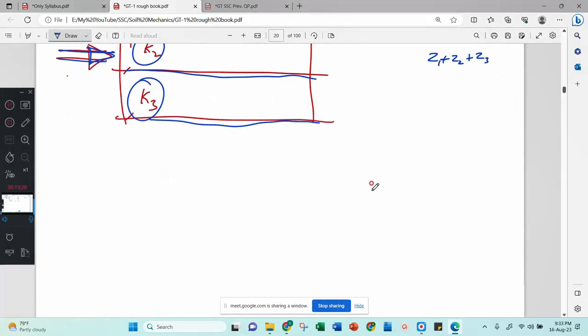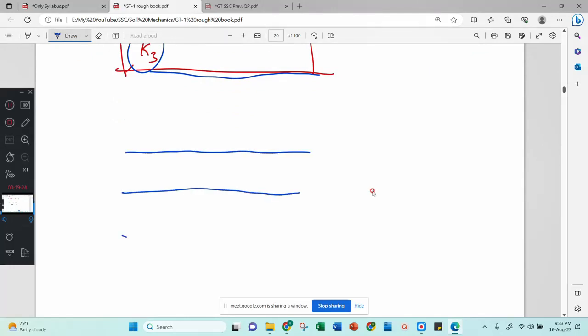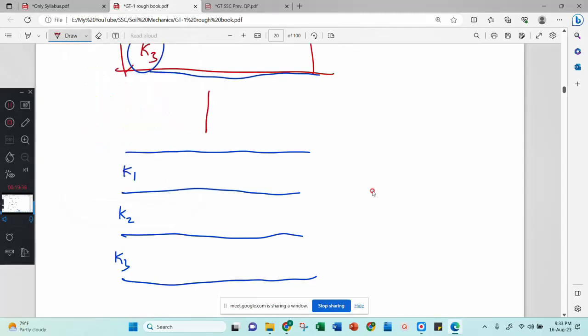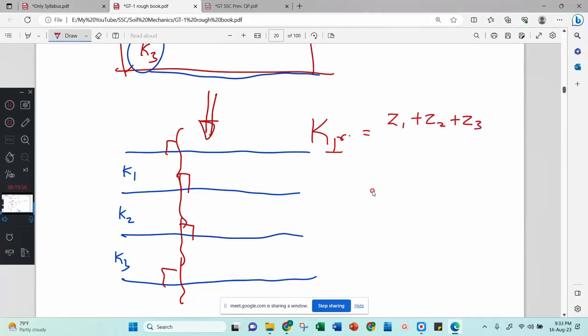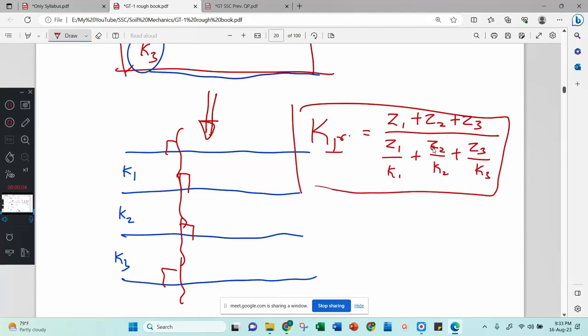Then sometimes we may have a condition like this also. For example, this is one soil, this is another soil, this is another soil. Let us consider K1, K2, K3, because three different soils are there, with different permeability. Now this time I am applying the water like this, so the water is going perpendicular to the strata. When water is going perpendicular to the strata, K perpendicular is equal to Z1 plus Z2 plus Z3 divided by Z1 by K1 plus Z2 by K2 plus Z3 by K3. This is your equation. This is your K parallel and K perpendicular.